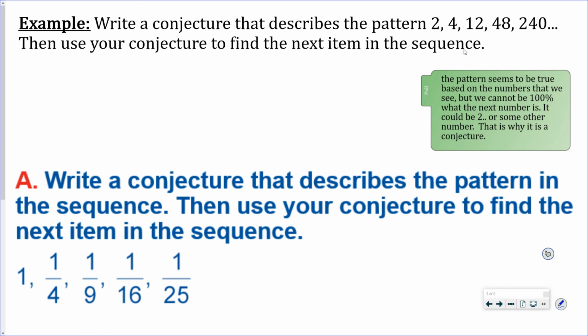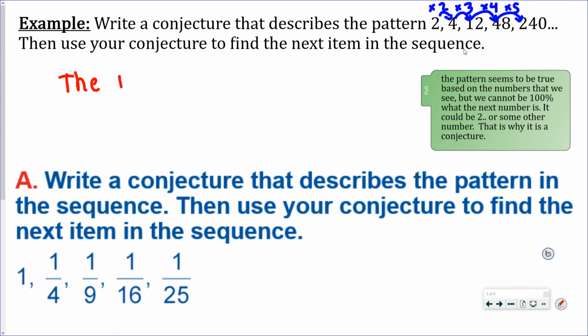So it doesn't have to be the same number every time. So here I'm timesing by 2. Then I'm timesing by 3. Then I'm timesing by 4. We could try this. If I take 48 times 5, do I get 240? Yes, I do. So my conjecture is that I'm going to times 6 to the term. That's what I'm going to do next based upon this pattern.